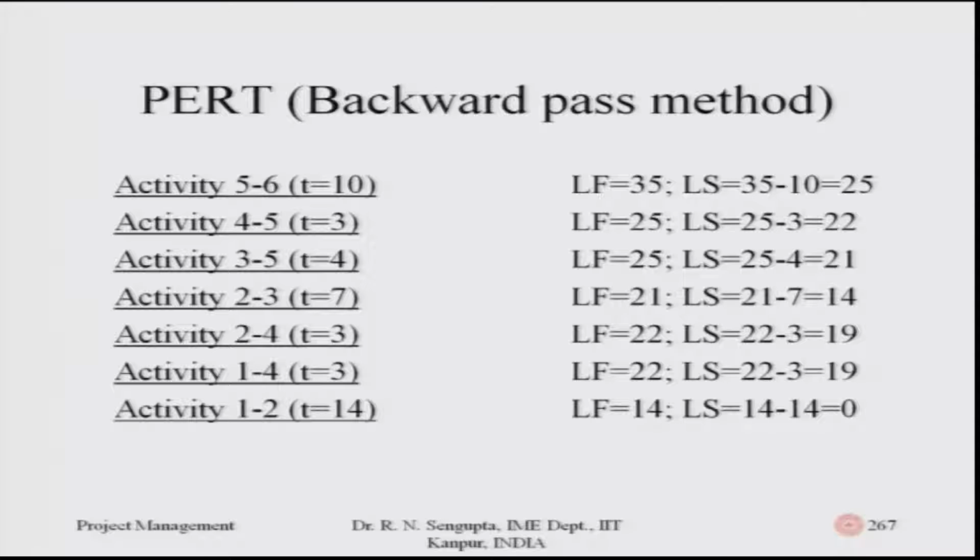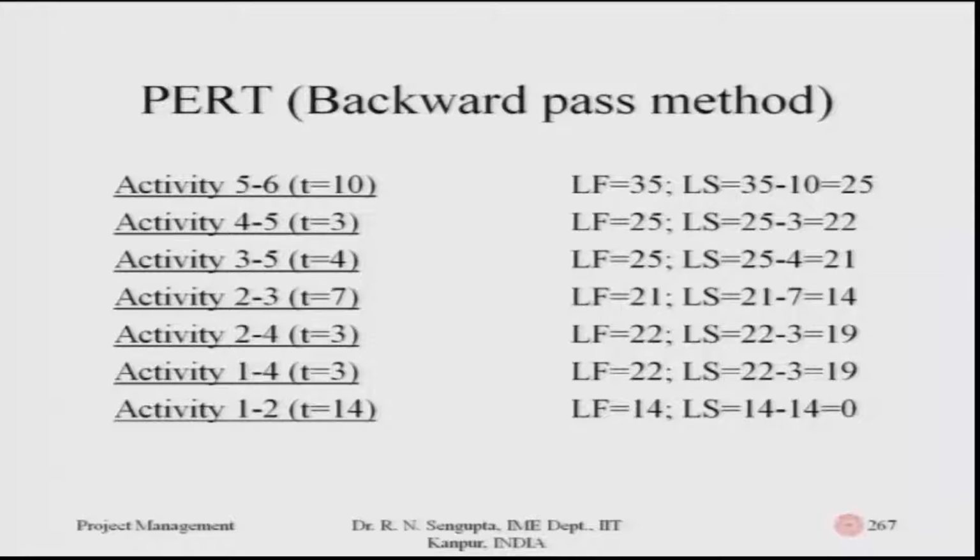So, for 5-6 the duration is 10 days, similarly for the last one, which is activity 1-2, it is 14 days. Now, let us proceed with how we have done the problem for the backward pass method, considering the duration of the total job is 35, which we calculated from the forward pass method. So, let us write down 35 here, which is the late finish for the activity 5-6. Based on that we will proceed.